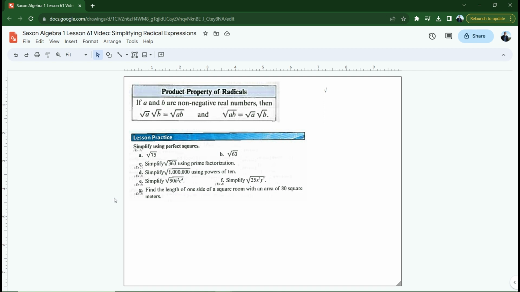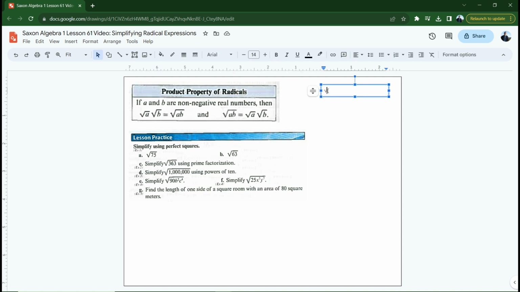Now what we're doing is we're looking for those perfect square factors in larger numbers, and we're going to end up taking the square root of those perfect square factors. We're going to be using this product property of radicals as we do this. And what this says is that if we have two square roots of numbers multiplied by each other, this product equals the square root of both numbers multiplied together. More importantly is the one over here on the right. It's just the converse of this. If we have the square root of AB, that's the same as the square root of A times the square root of B.